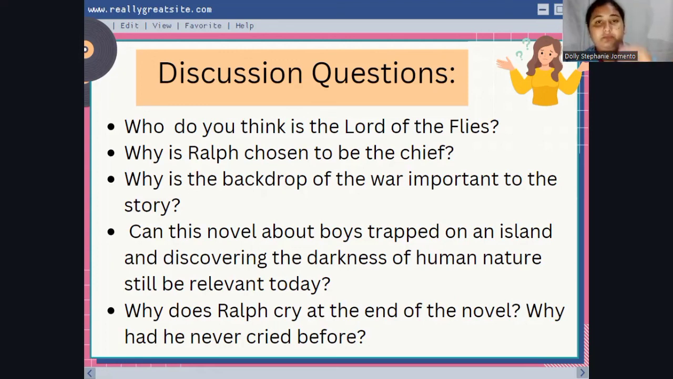So the boys think the pilot is the beast, something to be feared. In a sense, the boys' idea is true because the pilot represents the brutality of war, which reveals the dark side of humanity. At the end of the story, the naval officer who rescues the boys seems to represent all that is orderly and civilized, but he also represents the death and destruction of war that underscore Golding's point about humanity's capacity for evil.